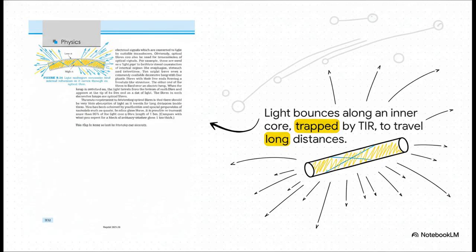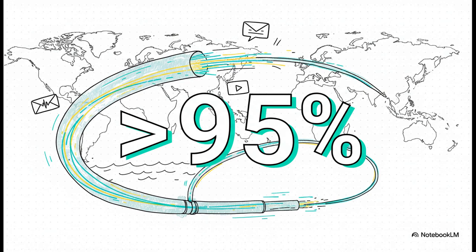They just bounce perfectly from side to side, zipping down the fiber for miles and miles without ever escaping. And the efficiency, it's just mind-blowing. Because the glass is so pure and the total internal reflection is so perfect, more than 95% of the light signal makes it through an entire kilometer of cable. That's how we're able to send massive amounts of data, all our emails, our phone calls, our streaming videos, across entire continents and under oceans.